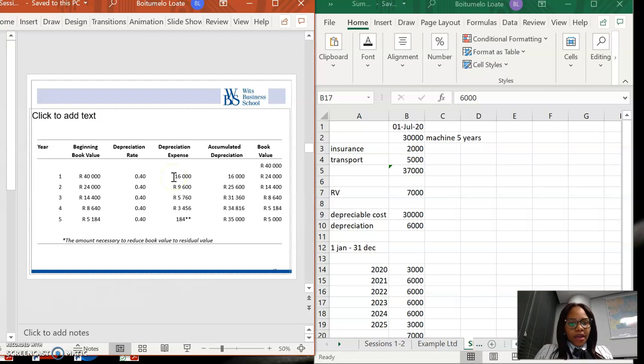I will then cover the activity depreciation and the liabilities in the next session.